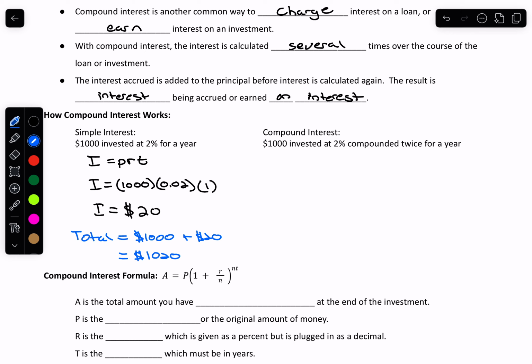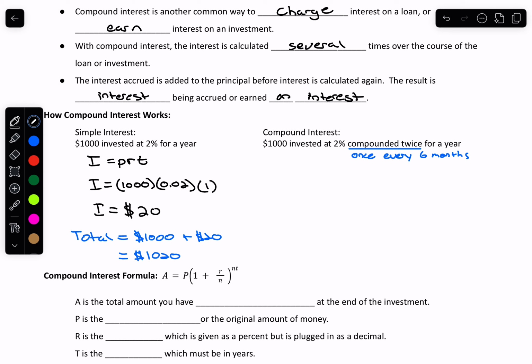So for compound interest now, it says $1,000 invested at 2% compounded twice for a year. So compounded twice means we're going to do this 2 times. So twice for a year means once every 6 months. Okay, so we're going to have 2 different simple interest periods. We're going to do it twice in a year, but that means we're going to earn simple interest in the first 6 months and then again in the second 6 months.